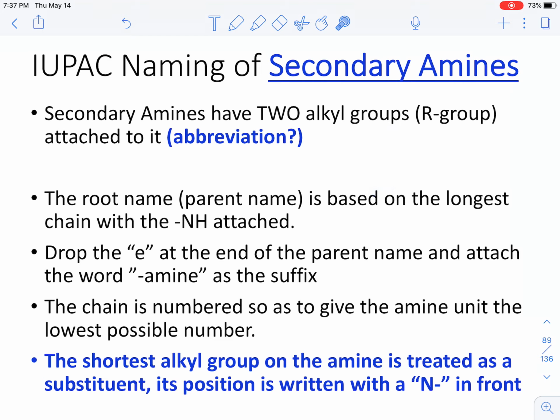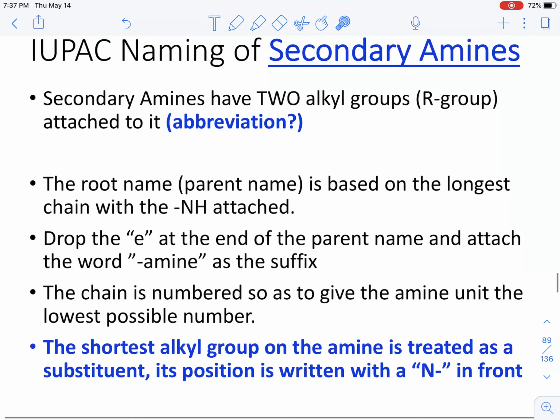If you wanted to abbreviate what I just drew, a secondary amine has a general structure or general formula of R2NH. So these two R groups are going to be covalently bonded to a nitrogen, and that nitrogen will also have a hydrogen covalently bonded to it, and it'll have a lone pair.